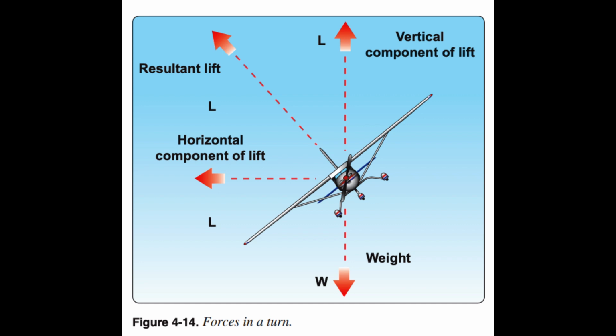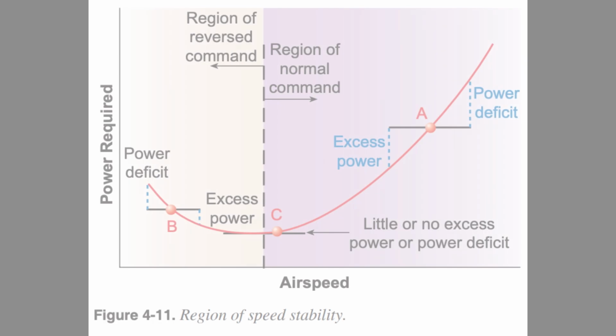If allowed to slow several knots, the airplane could enter the region of reversed command. At this point, the airplane could develop an unsafe sink rate and continue to lose speed unless the pilot takes prompt corrective action. Proper pitch and power coordination is critical in this region due to speed instability and the tendency of increased divergence from the desired speed.